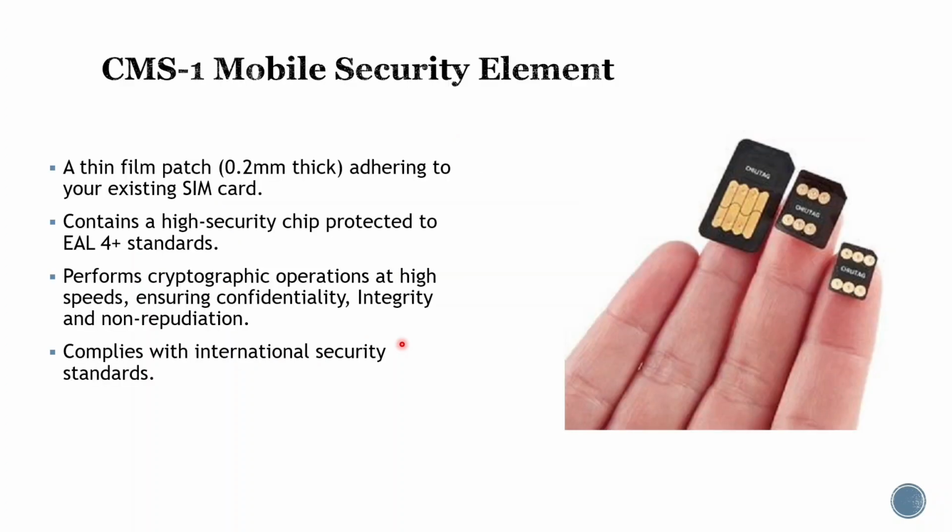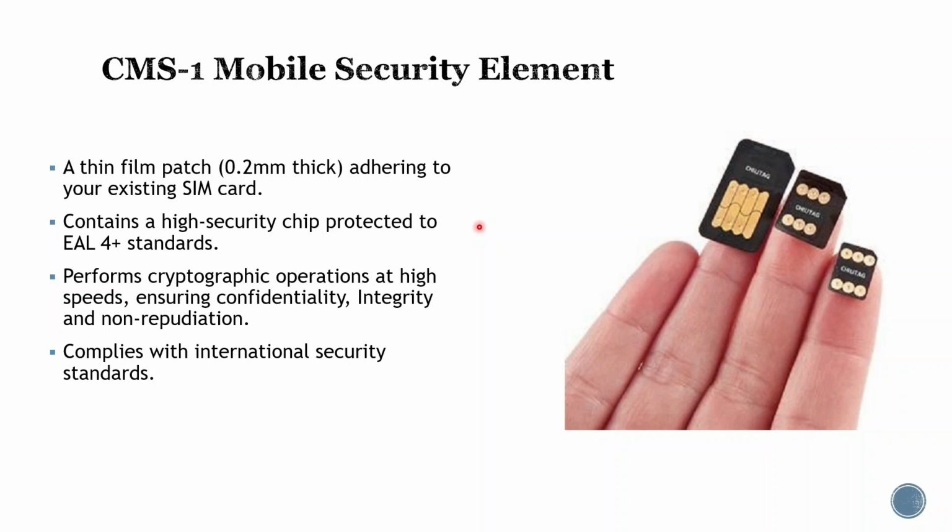Moving on, CMS1 chipsets. These mobile security elements are a thin film patch, meaning that they are also SIM card overlays. They are about 0.2 millimeter thick. They sit right on top of your existing SIM card. They contain a high security chip protected to the EAL 4 plus standard.